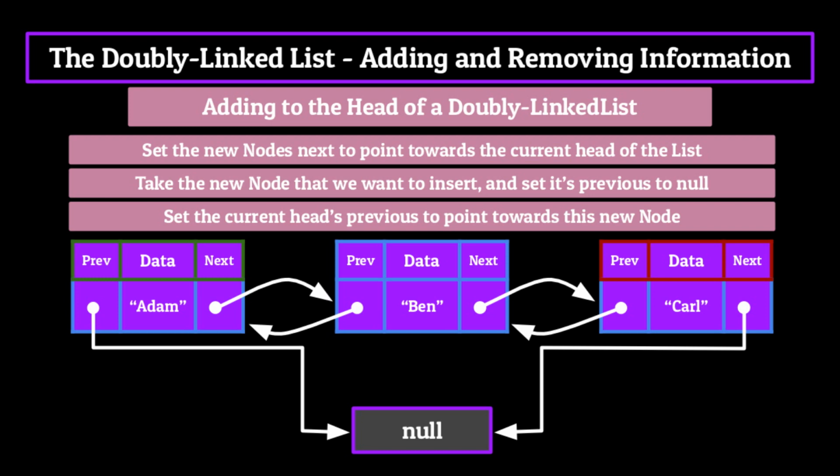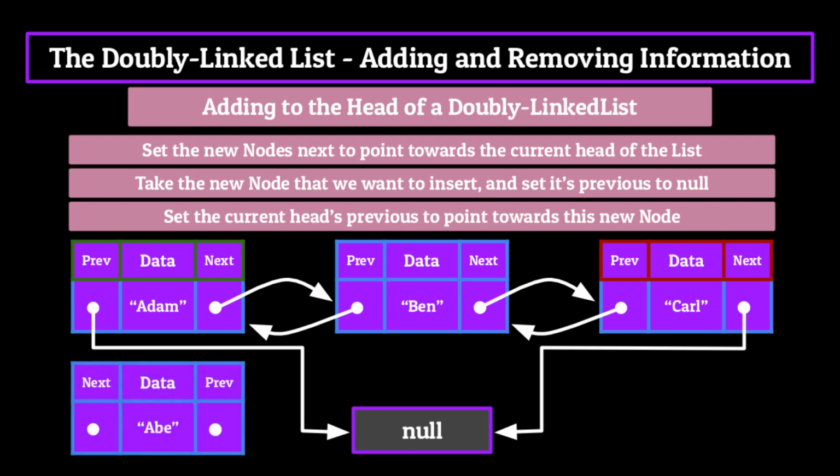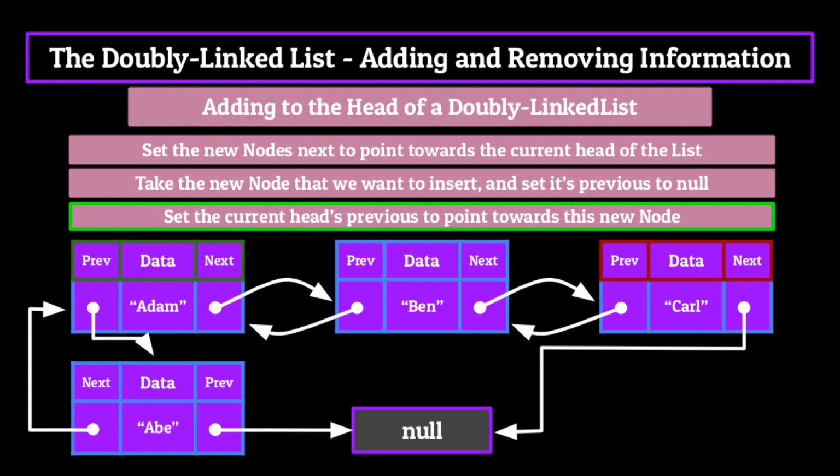Pretty simple. So if we wanted a new node with the string Abe to be the head of our doubly linked list, we would just follow the steps. First, we set the Abe node's next to point towards the Adam node, then we set its previous to point towards a null value, and finally, by setting the Adam node's previous to point towards the Abe node, we have successfully added that node to the head of the list, making it the head node.